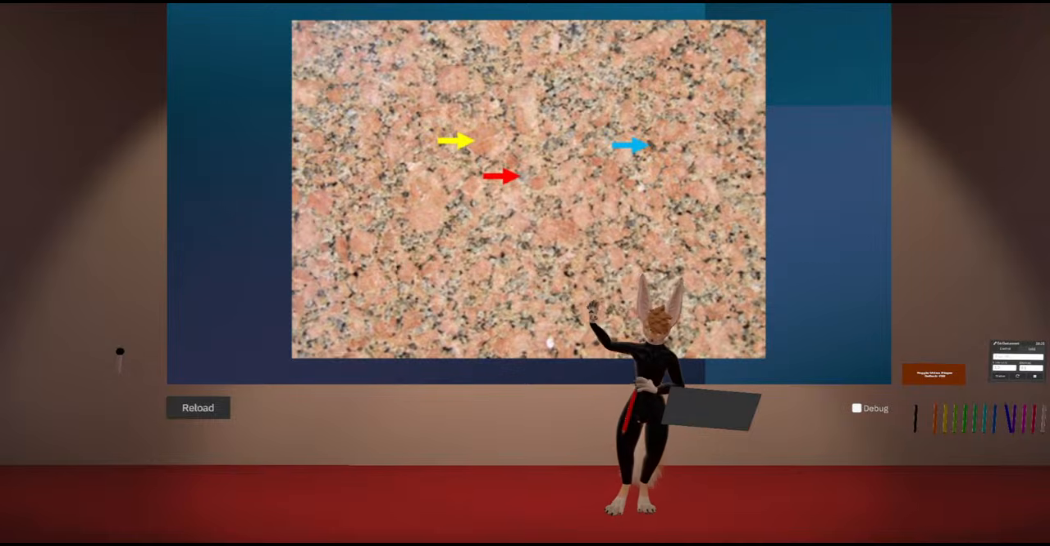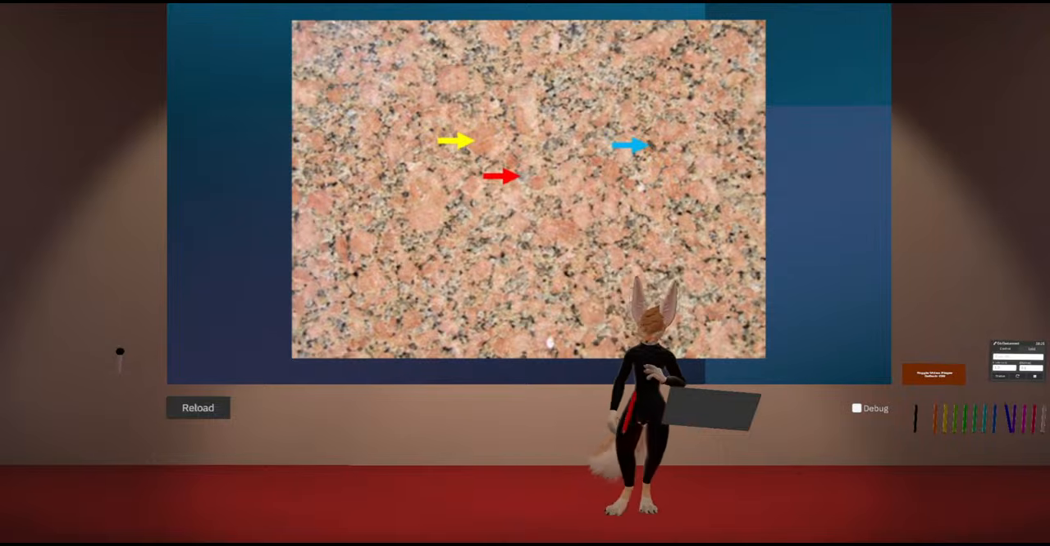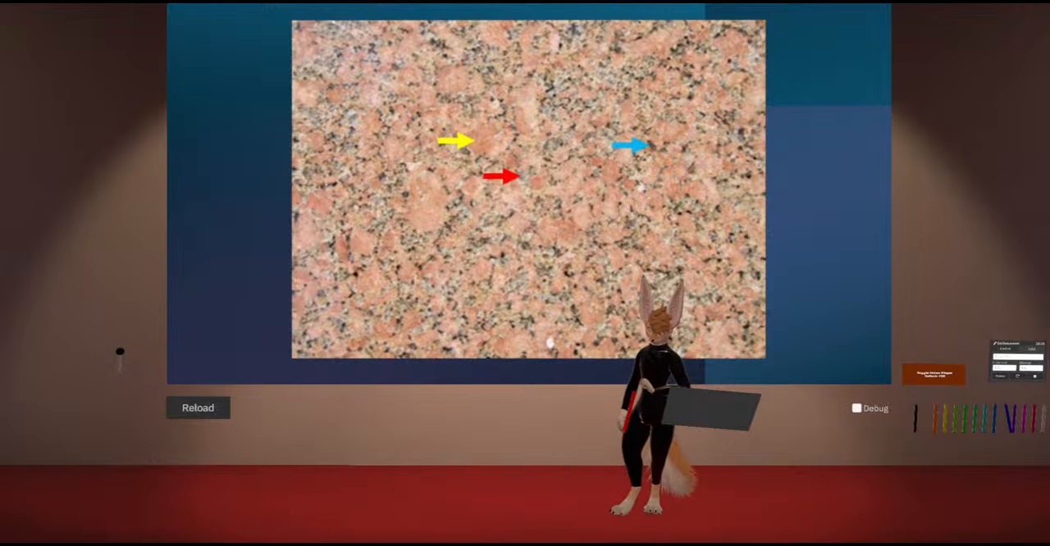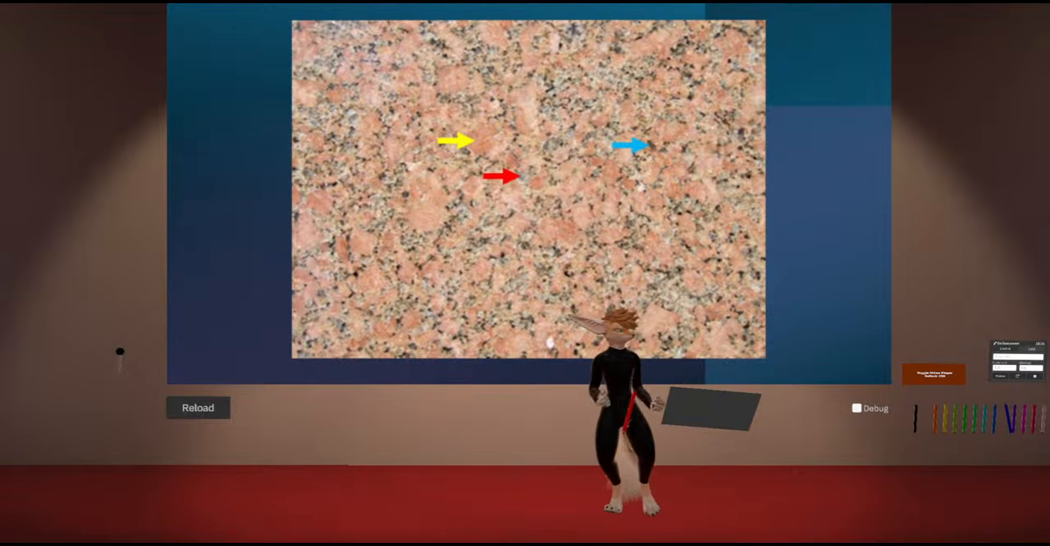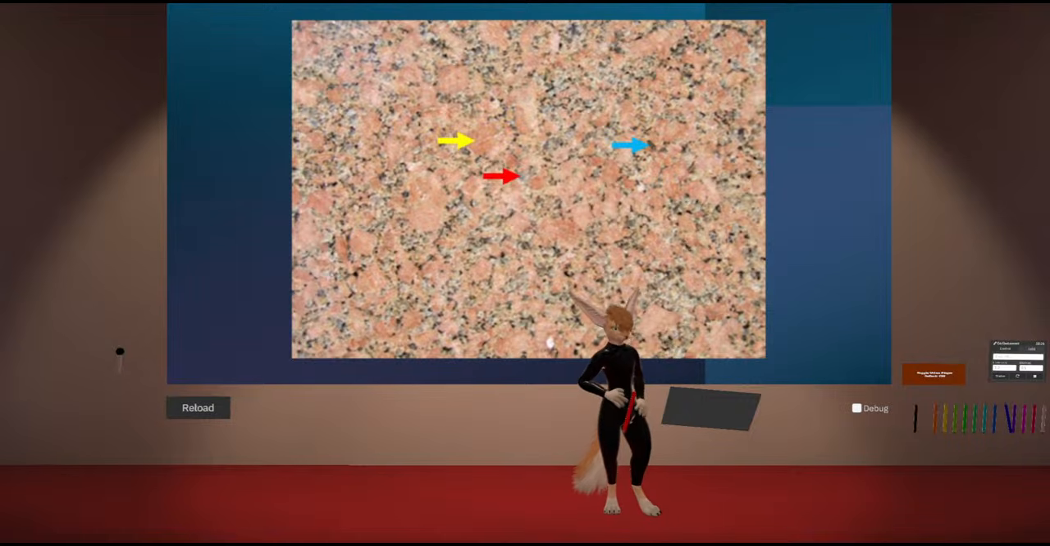It's granite with quartz, dark minerals, and K-spar. The yellow arrow is pointing at the K-spar, the red arrow is pointing at the quartz, and the blue arrow is pointing at the dark mineral. Bonus points if you can guess the dark mineral. Obsidian? It's biotite. Taking a picture of it.